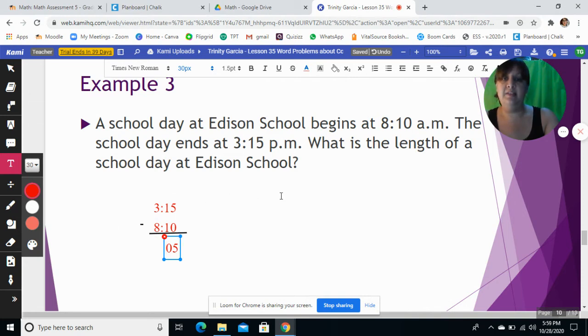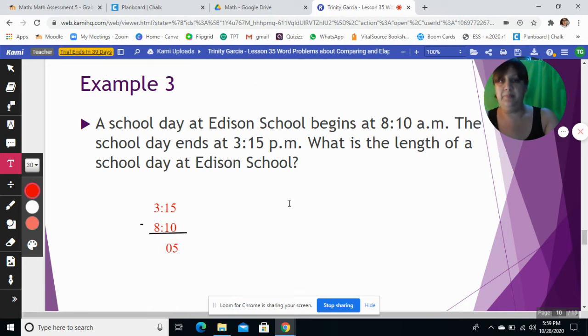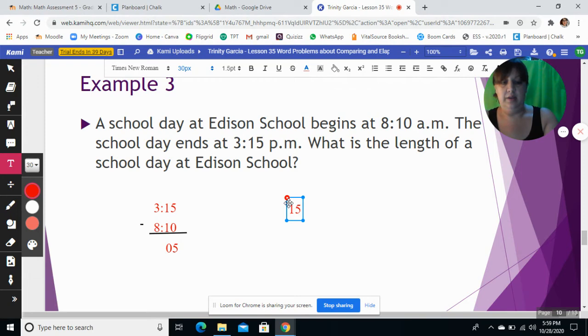So what we need to do is change 3:15 to military time, which would be 15:15, right? And then we would minus our 8. We've got to keep those minutes lined up. 8:10, right? Now we can do it much easier.